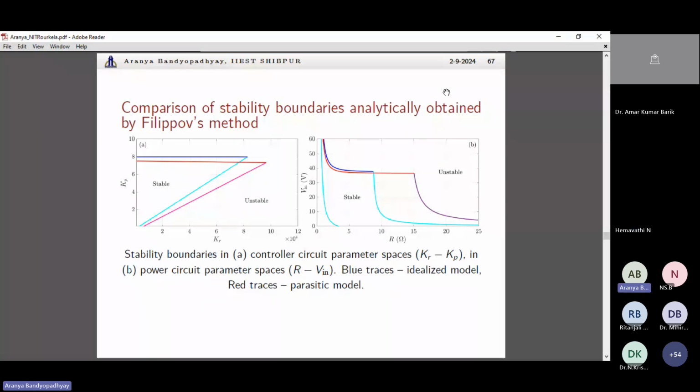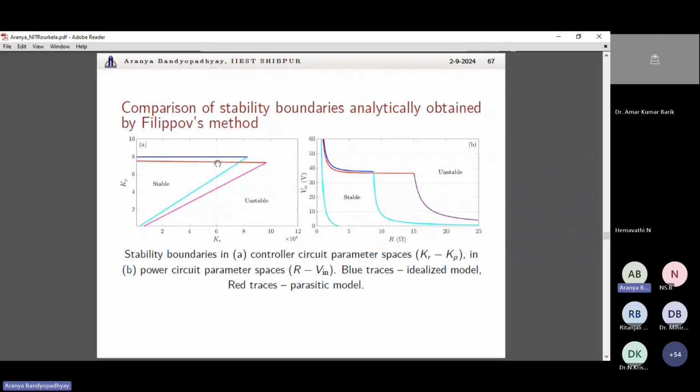Now, to make something simplified for the community, we have plotted the stability boundaries in the parameter spaces by applying the Filippov method. So what are we seeing? Just as the previous case, this is the zone where period doubling instability occurs. We can clearly see that the effect of incorporation of the parasitic elements is to increase the zone where Hopf bifurcation occurs. But at the same time, period doubling is also occurring at an earlier stage, right?